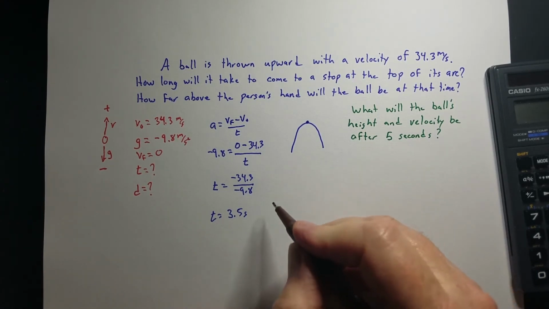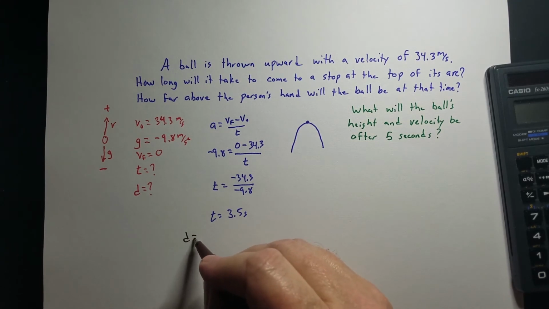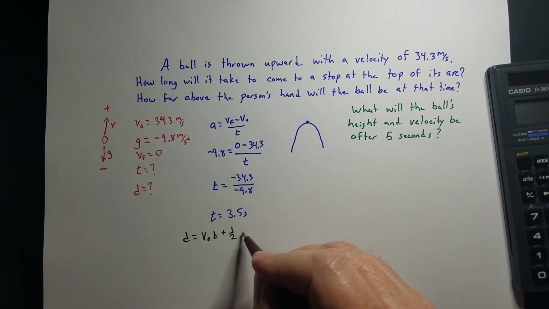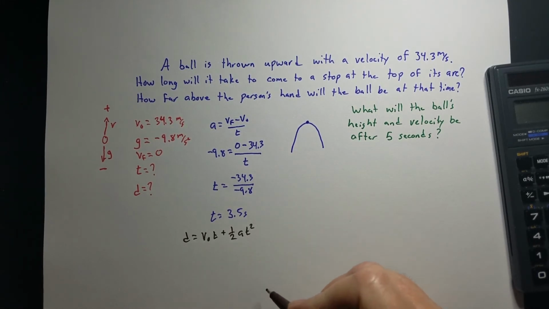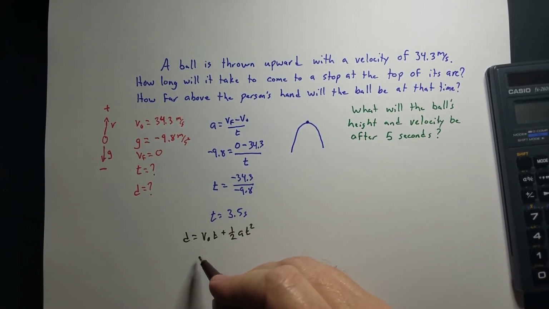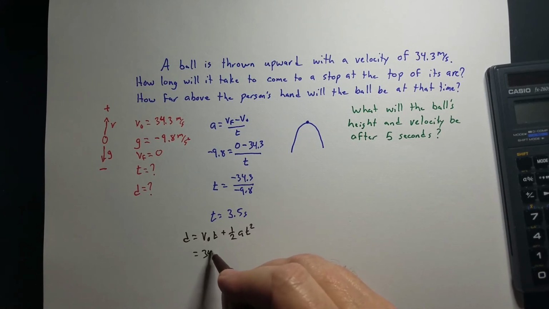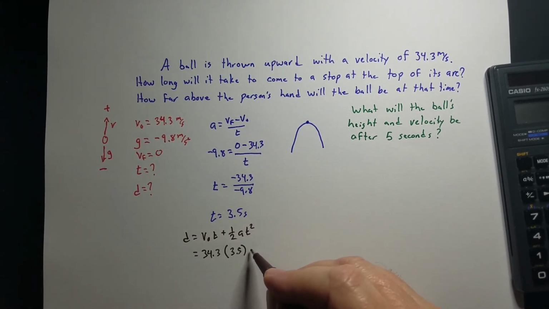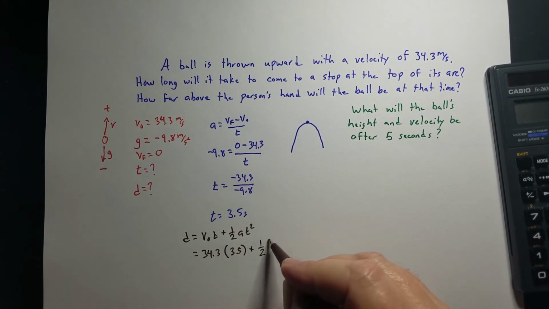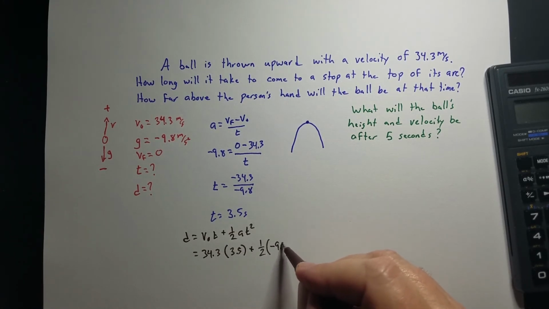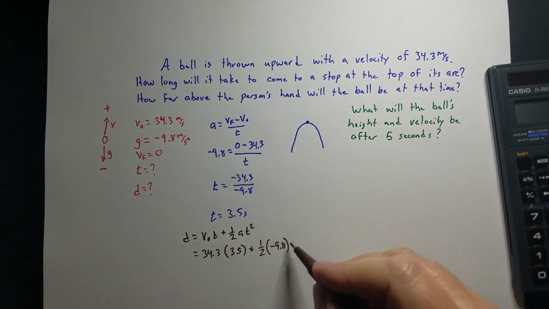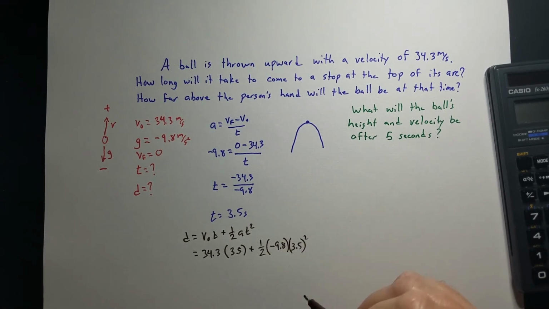Now we want to know how far up in the air that ball is. So for that we can use our distance equation. V0t plus 1/2 at squared. Plug in our numbers. We know original velocity is 34.3. Our time is 3.5 seconds. Plus 1/2, a negative 9.8. Don't forget that because we're throwing this up and gravity's acting down. In a time of 3.5 seconds, and that's got to be squared.